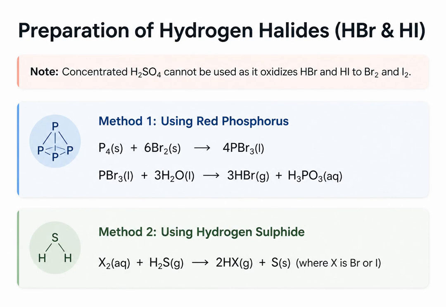Preparing hydrogen bromide and hydrogen iodide requires a different approach. We cannot use concentrated sulfuric acid because it is a strong enough oxidizing agent to turn the HBr and HI back into elemental bromine and iodine. Instead, we drip water onto a mixture of the halogen and red phosphorus, or we pass hydrogen sulfide gas through an aqueous solution of the halogen.